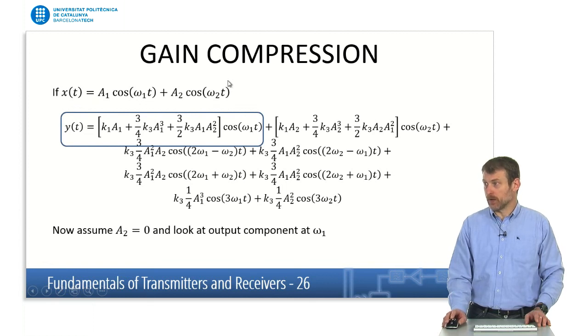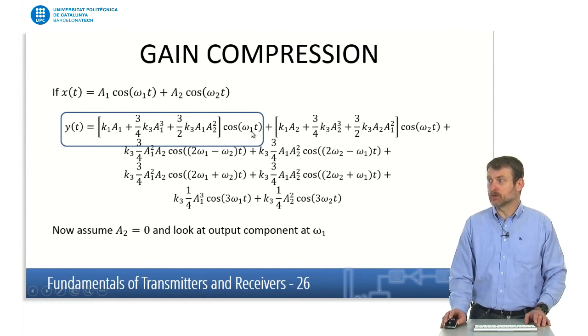Here we only have one of them, so A2 equals 0, and on the other hand we will only focus on the output at frequency omega 1, right? So we only focus on this term for the particular case when A2 equals 0. So this term in here also does not exist, right?